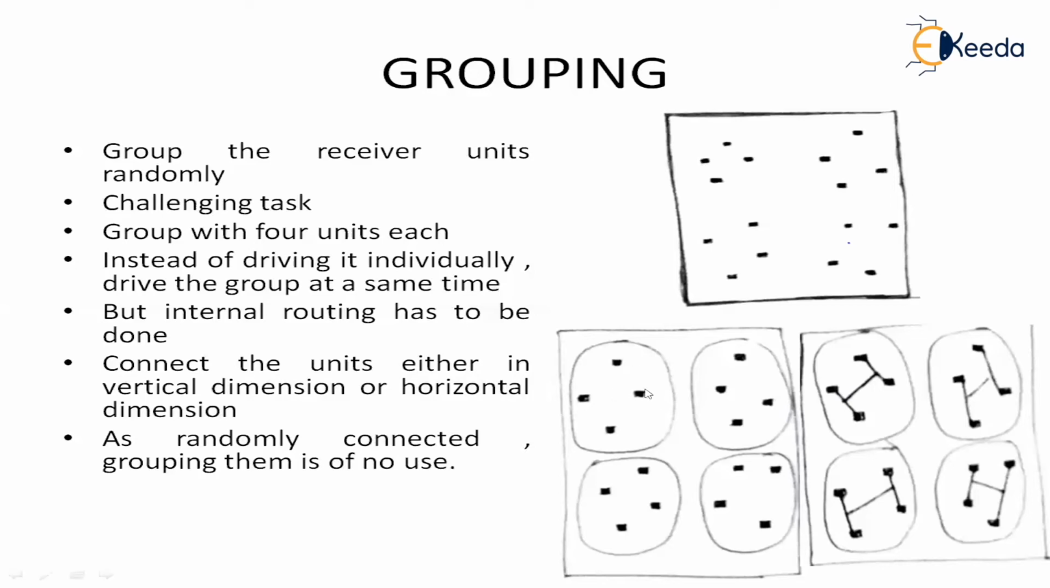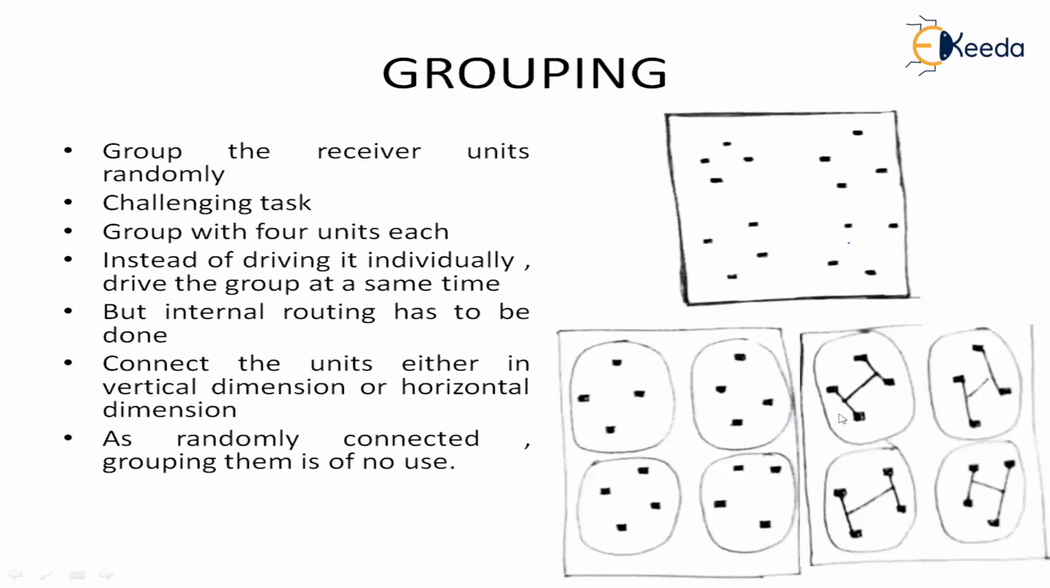So consider this, I'm having 4 groups, and each group is having 4 units. Based on 4 units, I have grouped into 4. There are 4 groups of the receiver points. But what has to be done? Internal routing has to be done. But instead of driving it individually, I can drive the group at the same time. So I can just drive all my groups at the same time. But still, I must route the internal units also.